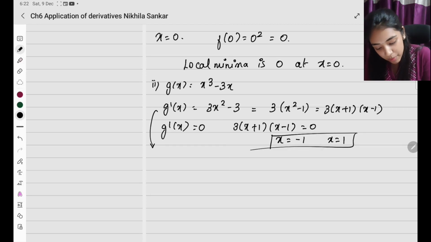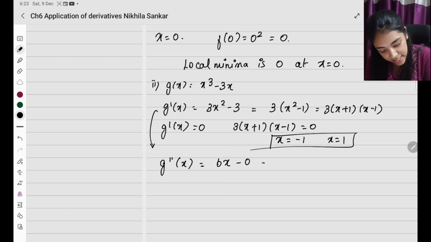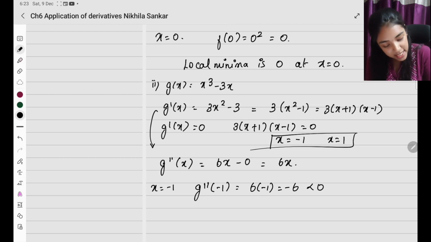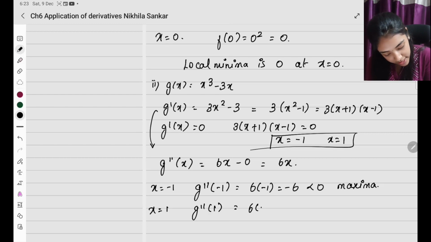இப்போ maximum minimum எப்படி கண்டுபிடிக்கிறது? I need to double differentiate. So, g double dash of x equals 6x minus 0. This is going to be 6x. Now, when I substitute two different values, I have to find out which is maximum and which is minimum. So, when x equals minus 1, I have g double dash of minus 1 equals 6 times minus 1, which is minus 6, less than 0. So, this is going to be local maxima. When x equals 1, I have g double dash of 1 equals 6 times 1, 6, greater than 0. So, this is going to be my minima.